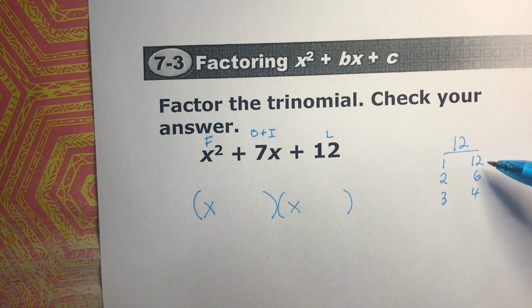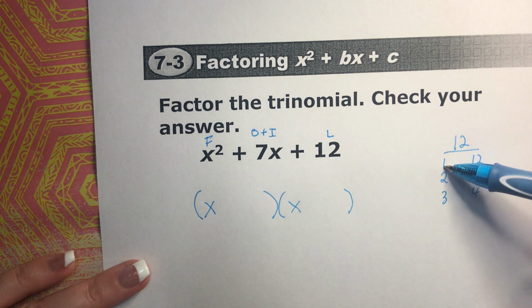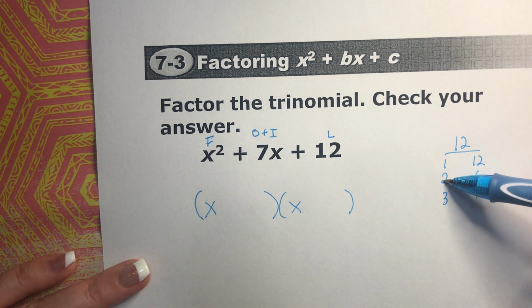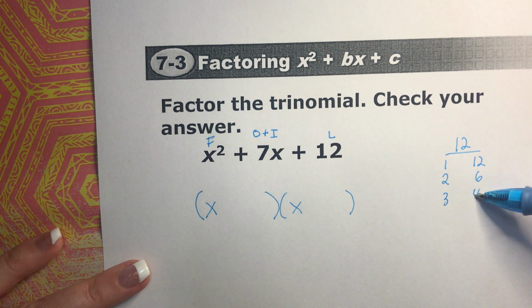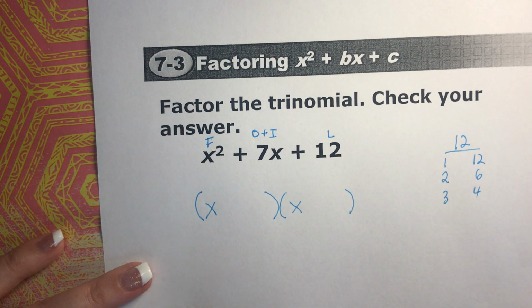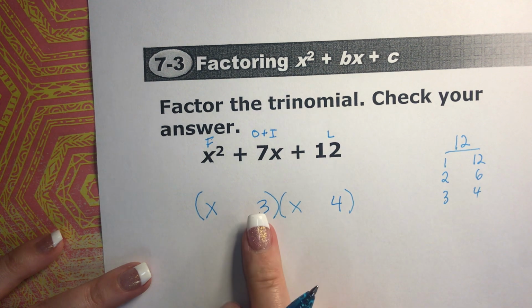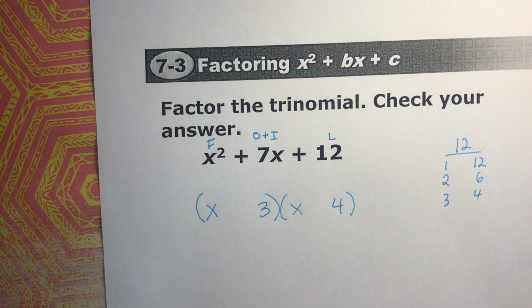So I'm going to look at these and say, which of these add to 7? 1 plus 12 would be 13, not it. 2 plus 6 is 8, not it. 3 plus 4 is 7. Boom! Okay, so we know that is it, right? So I know it's going to be a 3 and a 4 here. 3 times 4 is 12, right? Okay, now I just need to figure out my signs.